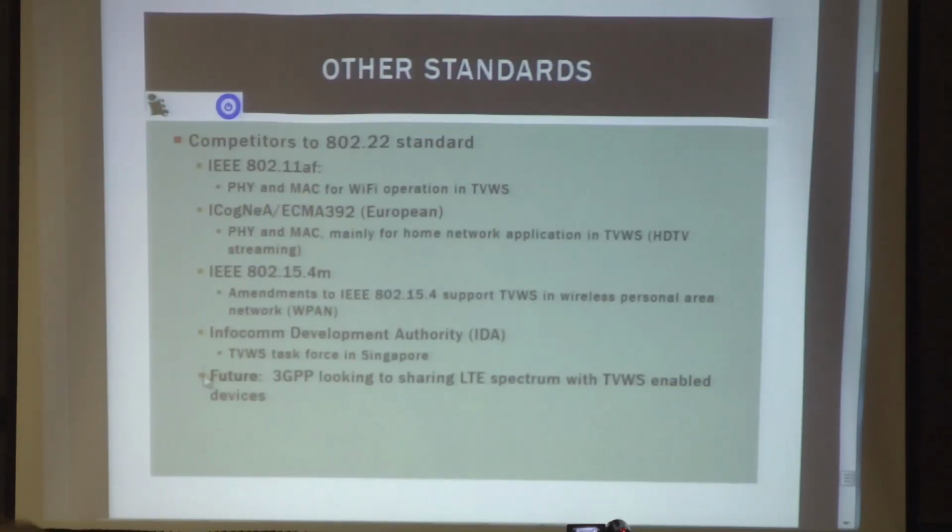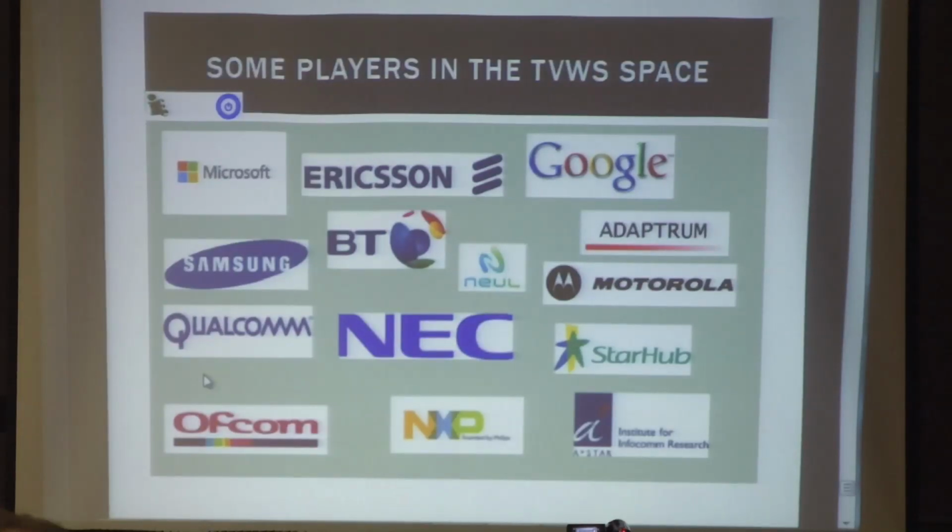So I think just one more slide, I guess. These are just some of the players in this space. As I alluded to earlier, Google is looking very actively at the TVWS arena. One thing about Google is that they're a bit frustrated with the progress of 802.22 as a standard, its adoption. So they're looking at other competitors, which is the 802.11af standard, to try to promote that.